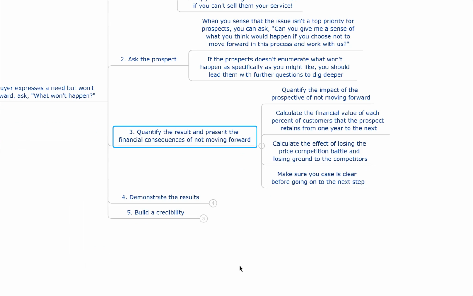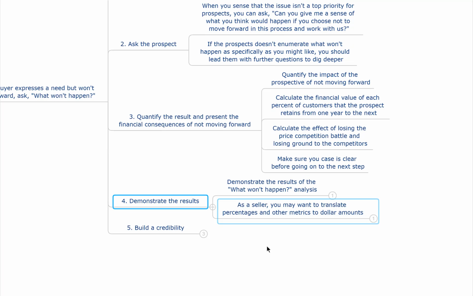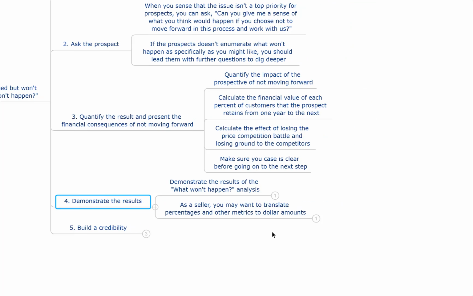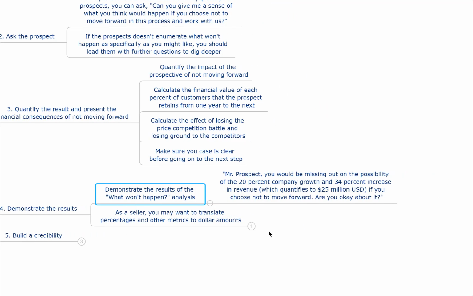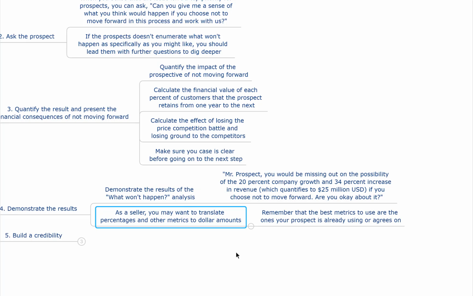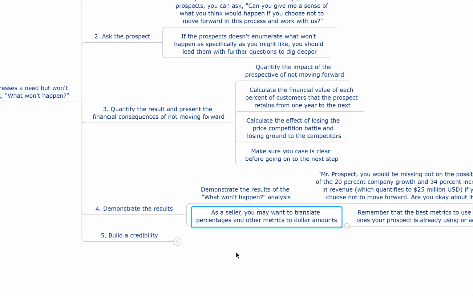Next step will be demonstrating the result. Demonstrate the result of the what-won't-happen analysis. For example, "Mr. Prospect, you'll be missing out on the possibility of 20% company growth and a 34% increase in revenue, which quantifies up to $25 million. If you choose not to move forward, are you okay with this?" As a seller, you may want to translate percentages and other metrics to dollar amounts. Remember that the best metrics to use are the ones that your prospect is already using or agrees upon.